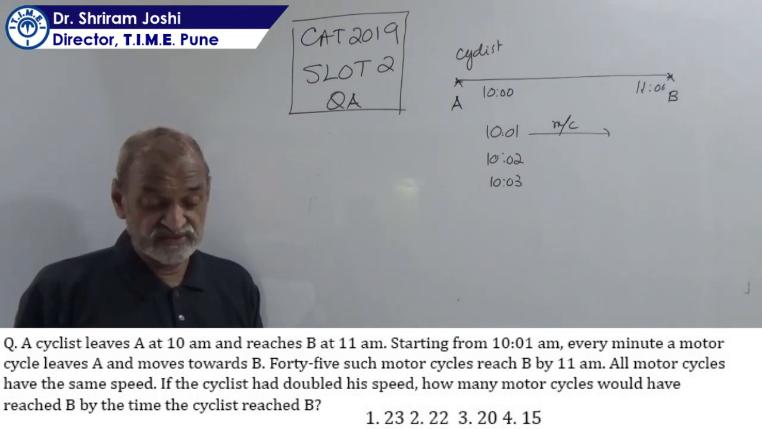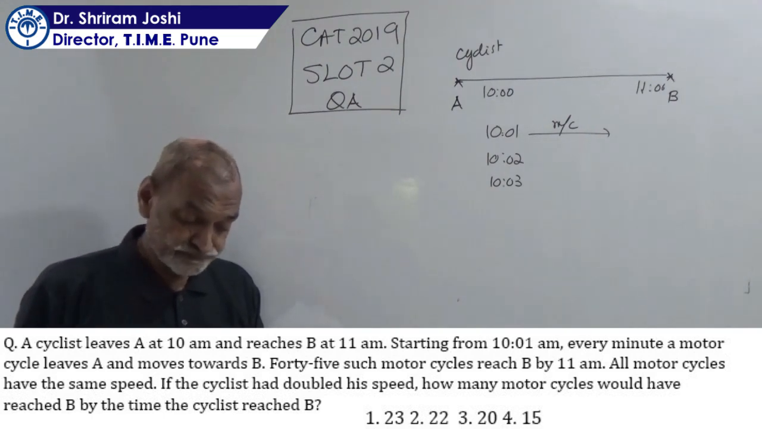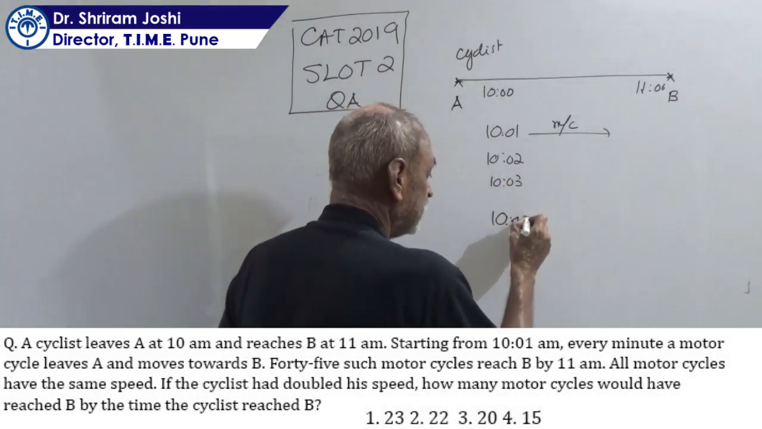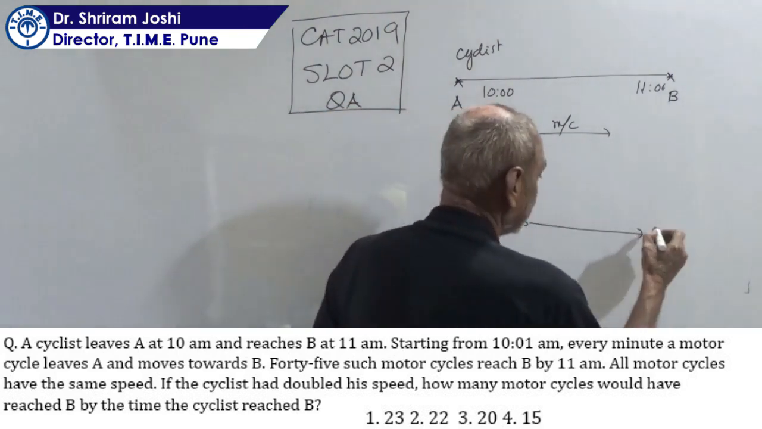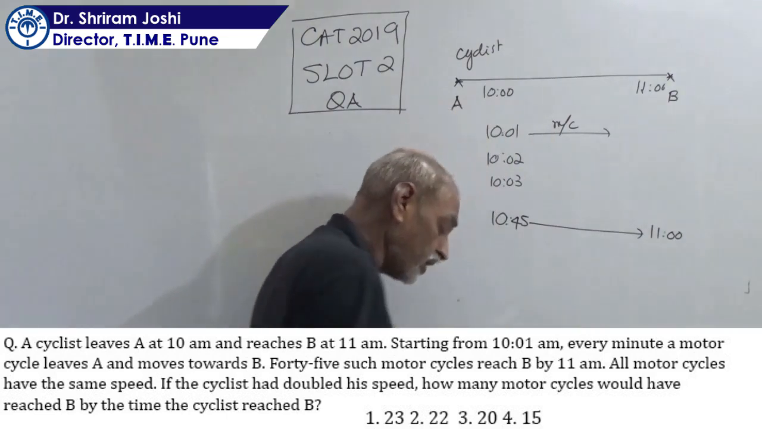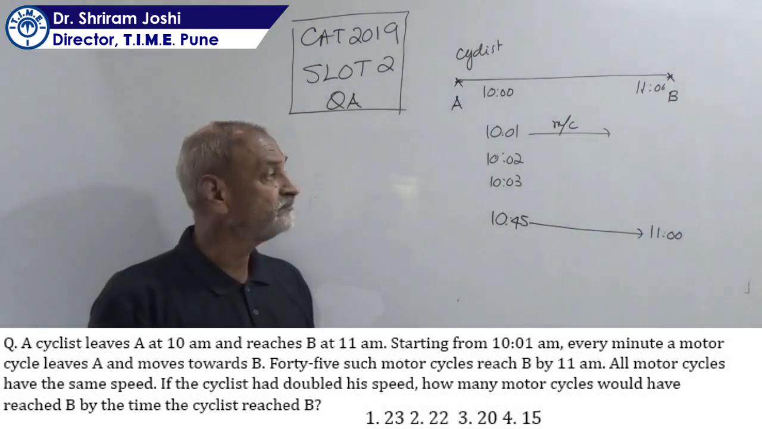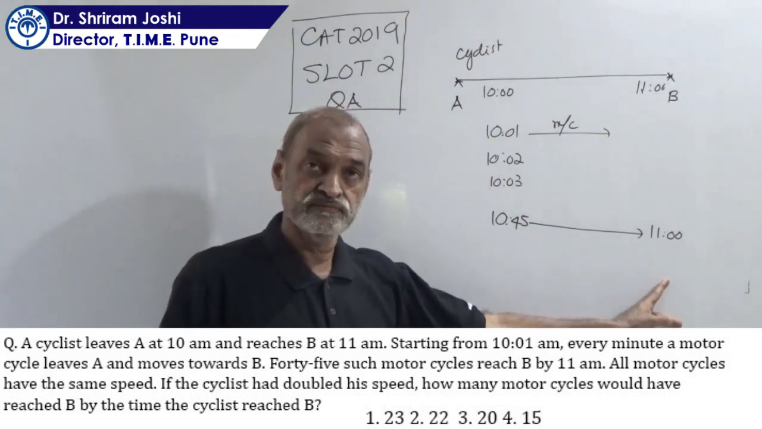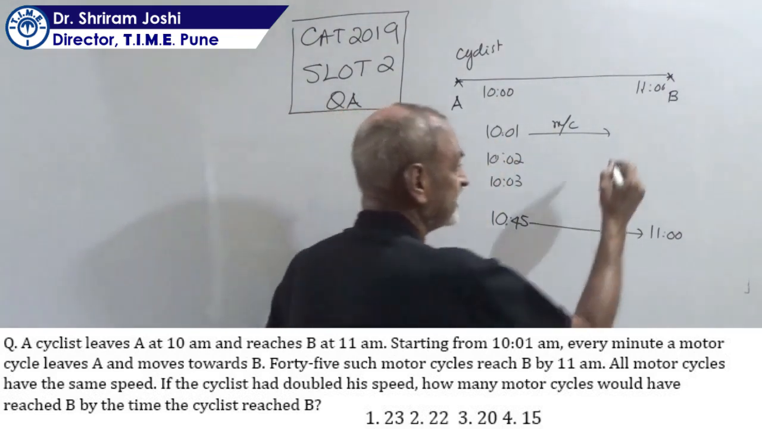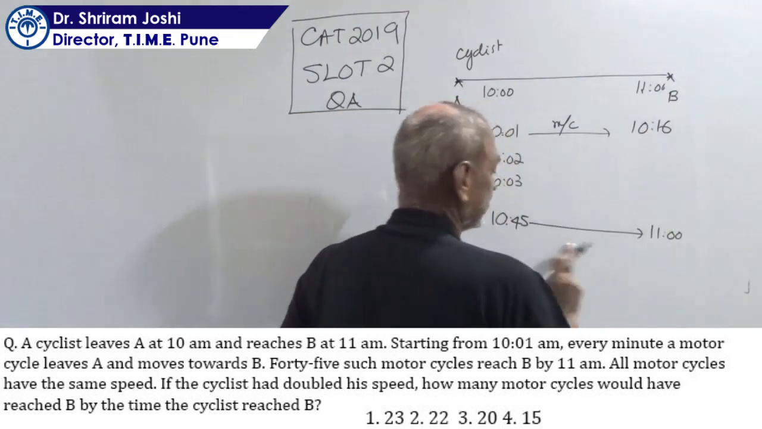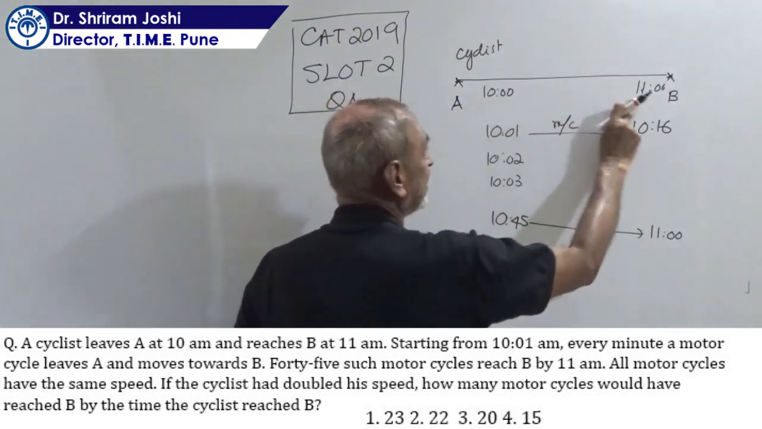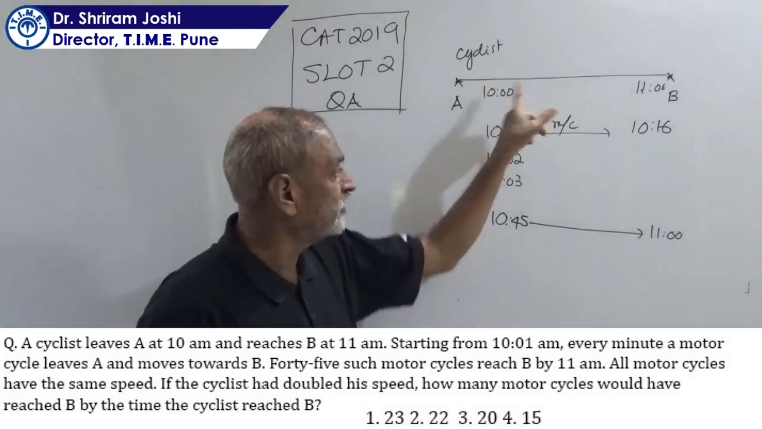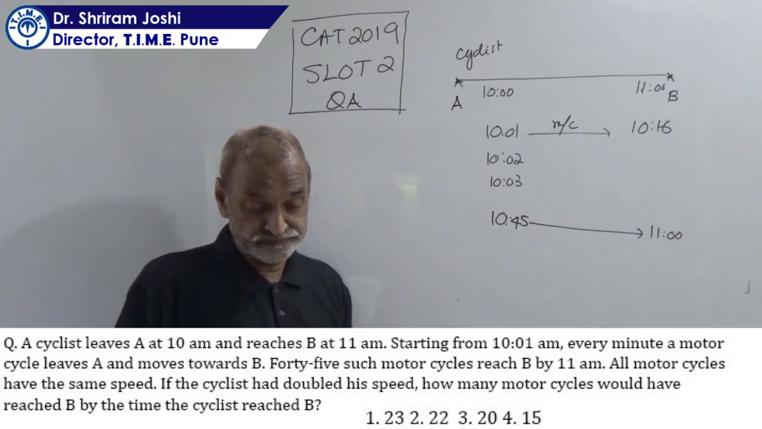45 such motorcycles reach B by 11 a.m. So that means the motorcycle that left at 10:45 has reached at 11 a.m. All the motorcycles have the same speed. So each motorcycle will take how many minutes? 15 minutes to go from A to B. This motorcycle reached at 10:16. So there are 45 motorcycles that reach point B by the time the cyclist goes from A to B in 1 hour. That's the situation.